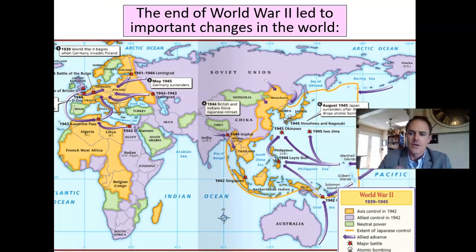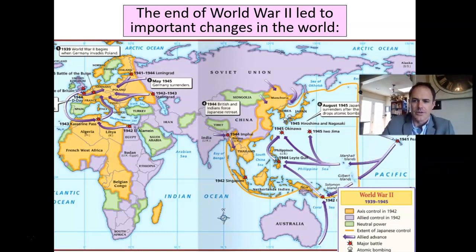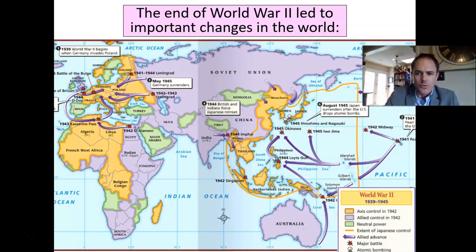So here we go. The end of World War II led to important changes in the world. As a review, World War II was a struggle between the Axis powers, you see there in yellow, primarily the Japanese Empire and the German Empire and its ally Italy, against the Allied powers, the Soviet Union, the United Kingdom and its colonies, and the United States. As a result of the war, the Allies won. The Soviet Union and the United States and the United Kingdom won.